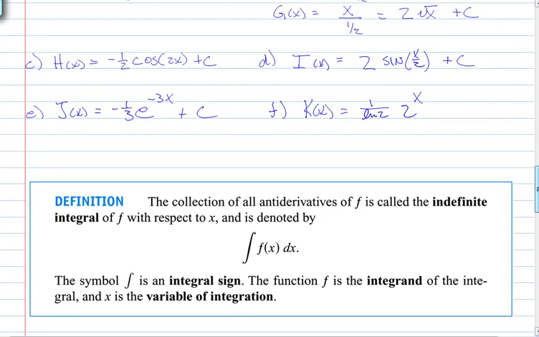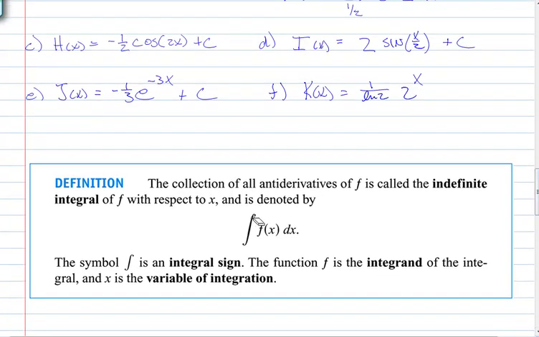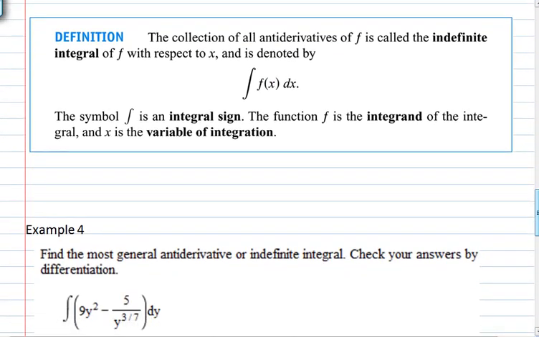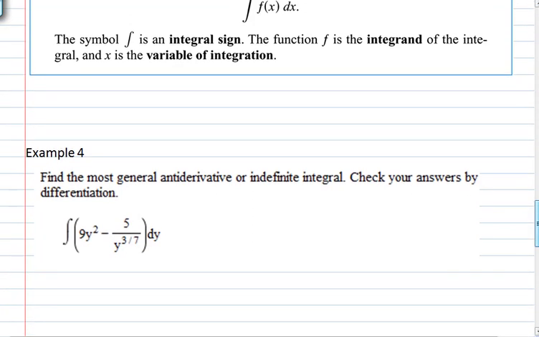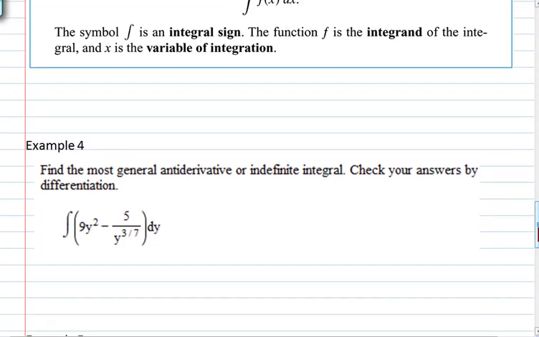Okay. Now, the collection of all antiderivatives is called the indefinite integral. This is the symbol that we use for an indefinite integral, which just means find the antiderivative. We're just introducing another symbol now. So, find the most general antiderivative or indefinite integral. Check your answers by differentiating.